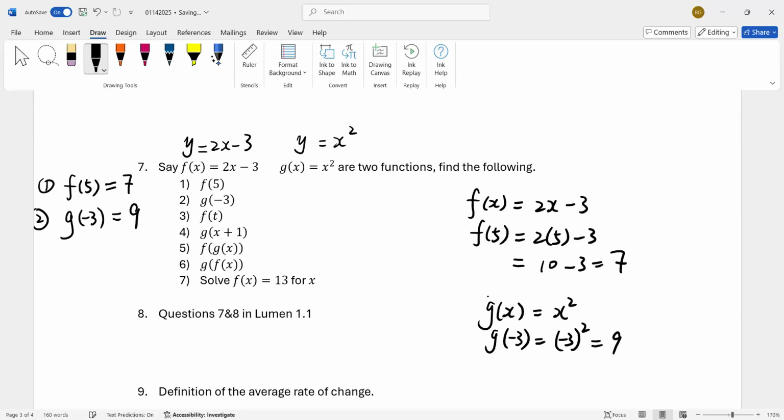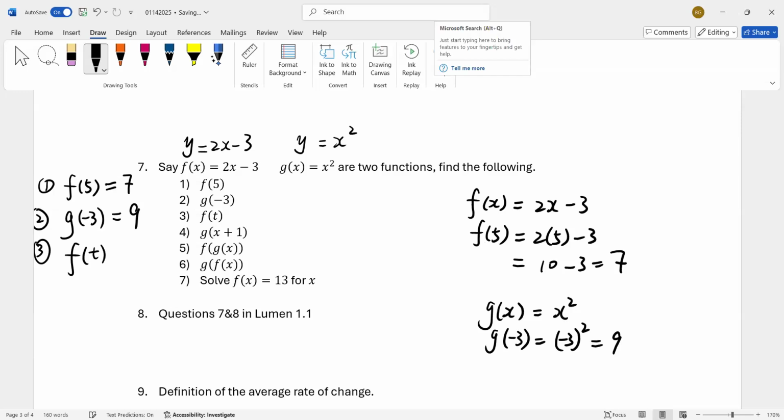Perfect. In other words, you can just plug in, especially when the input is just one specific value. You really could just plug in to make it very simple. Number 3, we are looking for f of t. How do we find f of t? We do not know the value of t. T here is just an input in the domain. Since it is f of t, it has nothing to do with g, so we're going to look at f of x only.